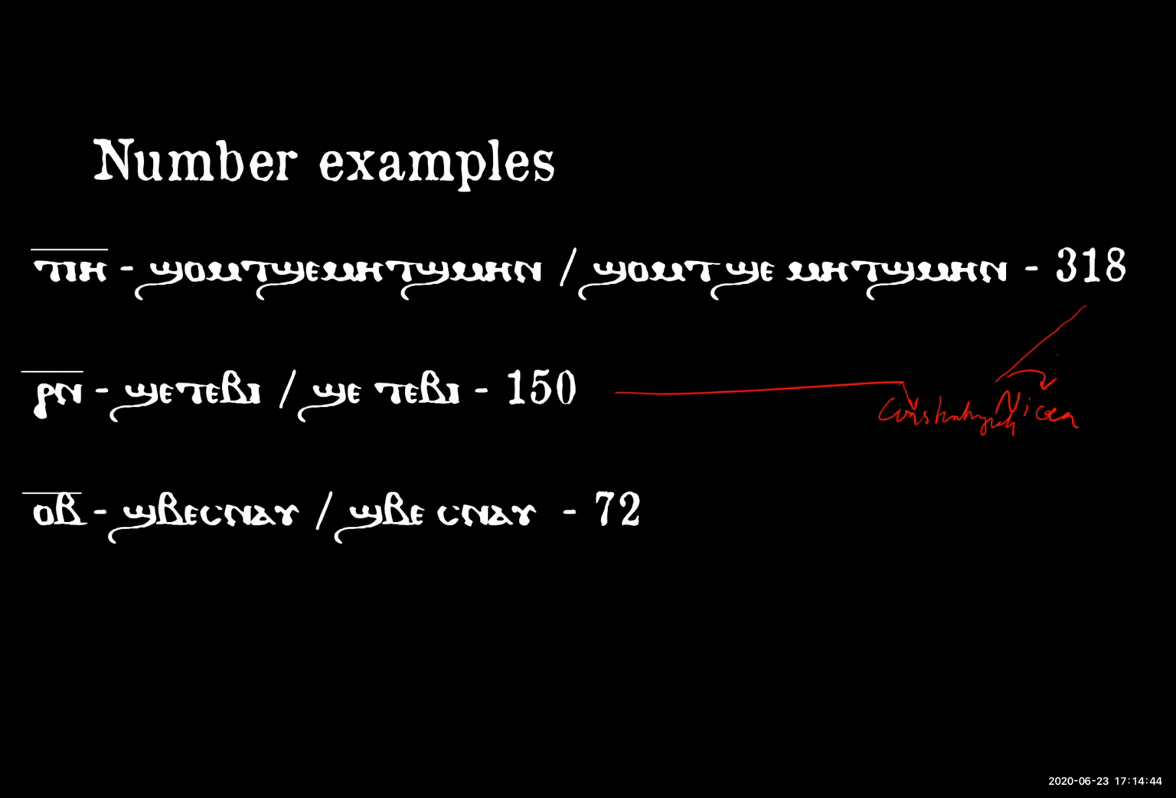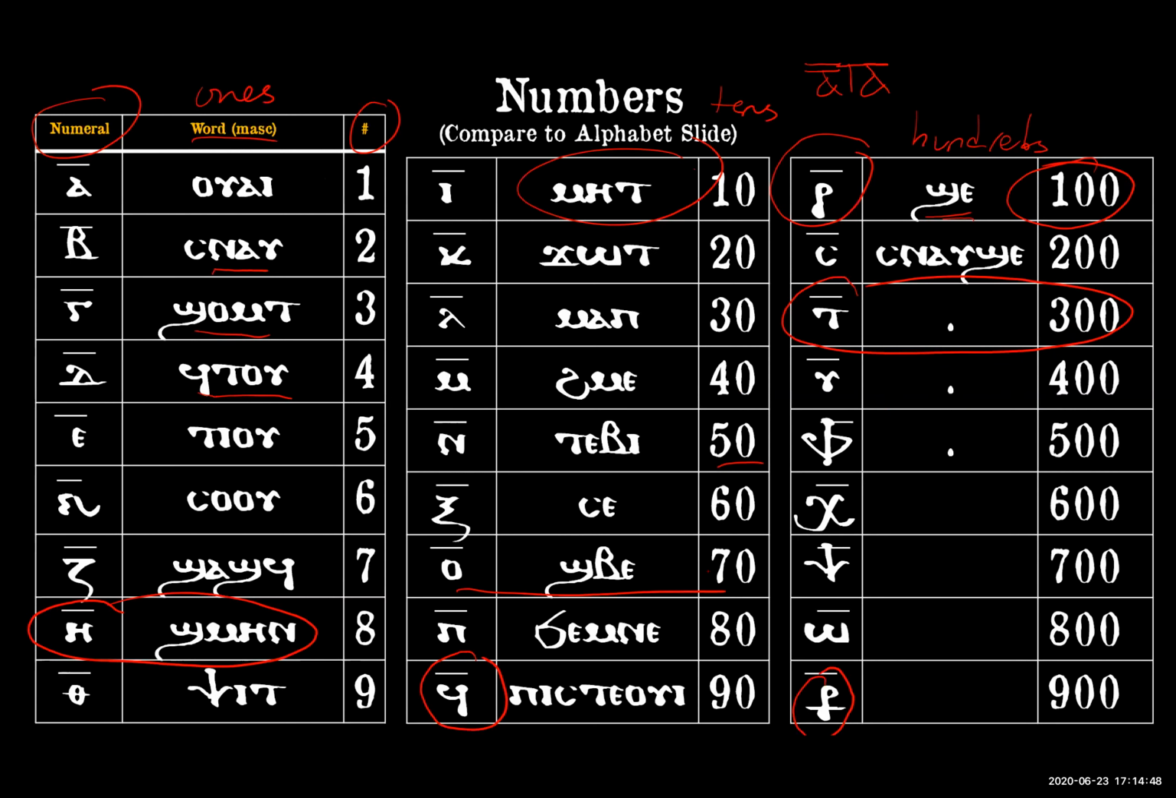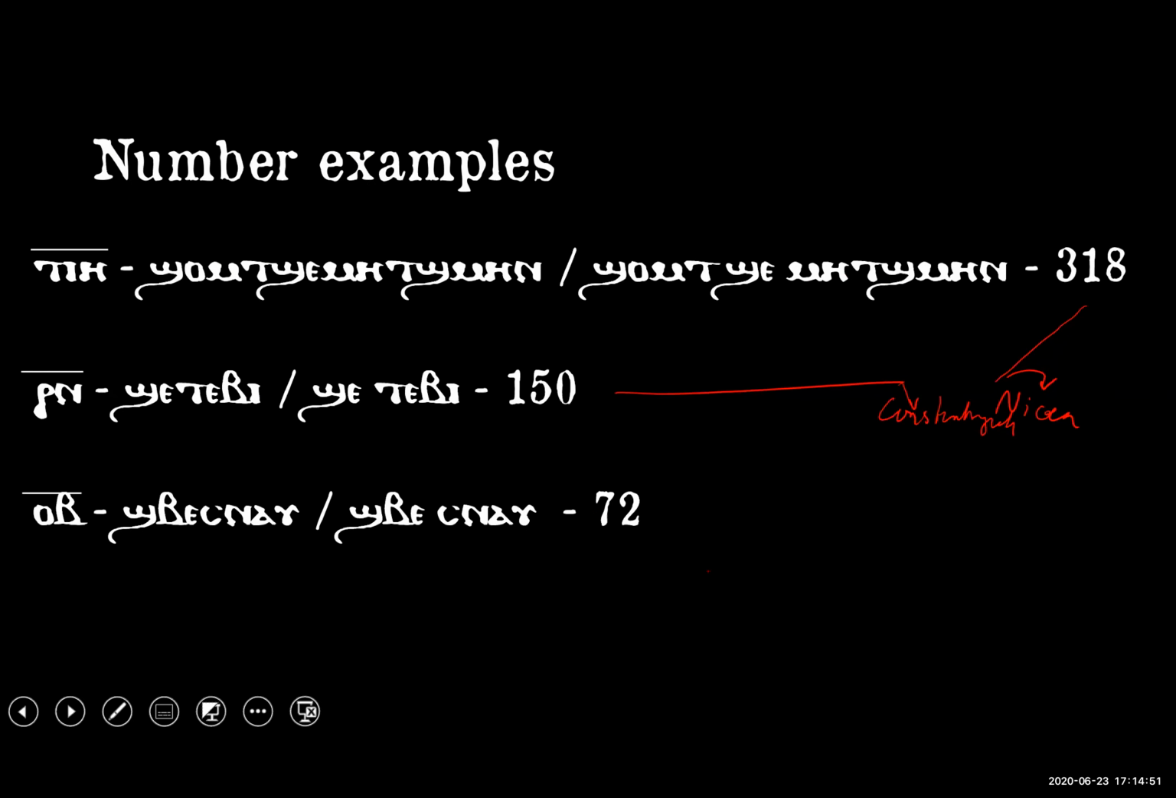And the last number, we have the omicron. Omicron is shebe, which is 70, and we have vita. We know vita is the second letter, so it's number 2. So shebe snav, or 72, which is the number of apostles. And I believe that is it. Yes, that is all. We have covered everything.